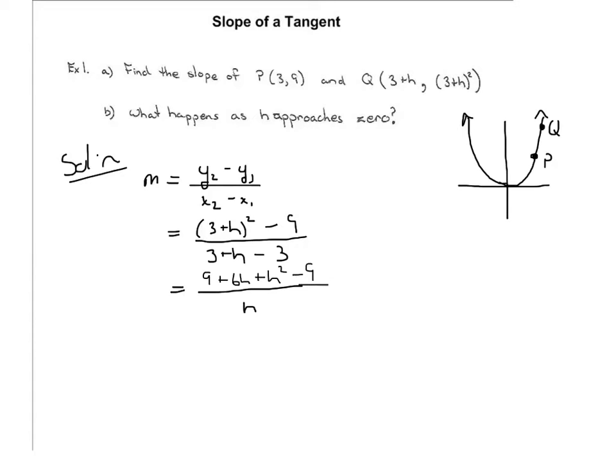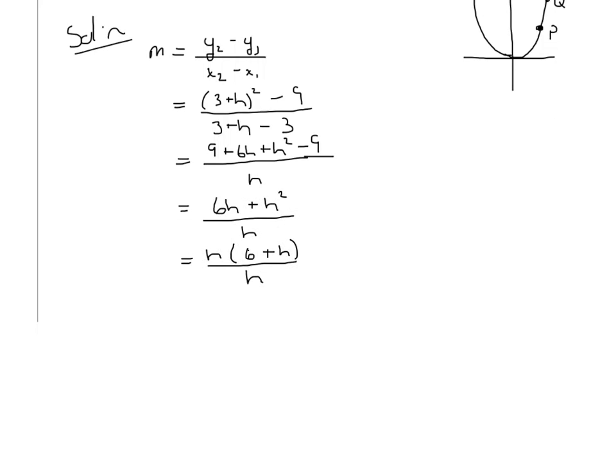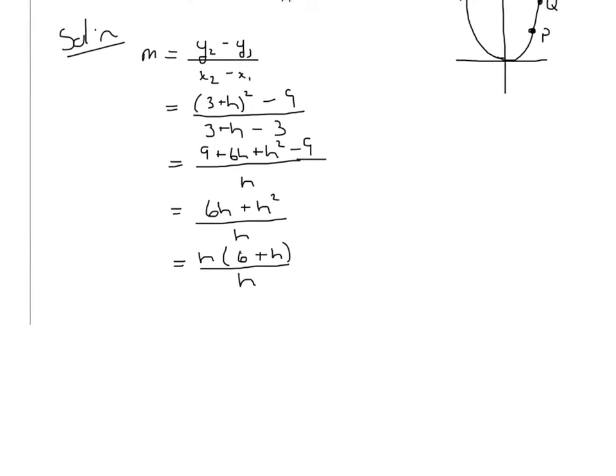And we'll also notice our constants in the numerator will cancel out as well. We'll be left with 6h plus h squared all over h. And if we notice there, we have a common factor of h in that numerator and have (6 plus h) all over h. And if we continue that, the h's will cancel quite nicely, leaving us with 6 plus h in our final result.